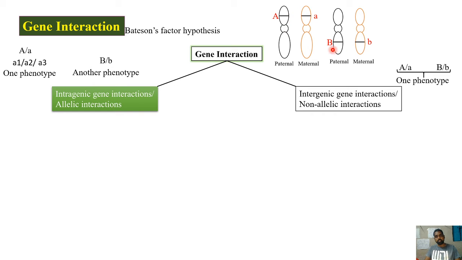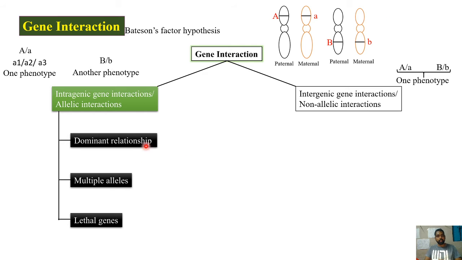This is one gene, this is one gene, and between these two there is interaction. This is what intergenic interaction is. And this one is also called non-allelic interaction, because this is one allelic pair, this is another allelic pair. These two are not alleles. This is what non-allelic interaction is.